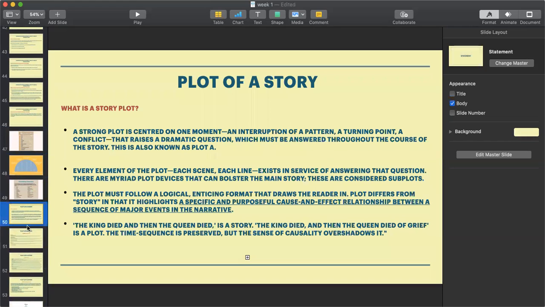Plot of the story, again, story plots centered in one moment, right? Like the cause and effect. This happened because of this. A very easy example: a king died and then a queen died is a story. The king died and then the queen died of grief. So why did the queen die? She died of grief. That's a plot. So, the spinal cord, the backbone of the story.